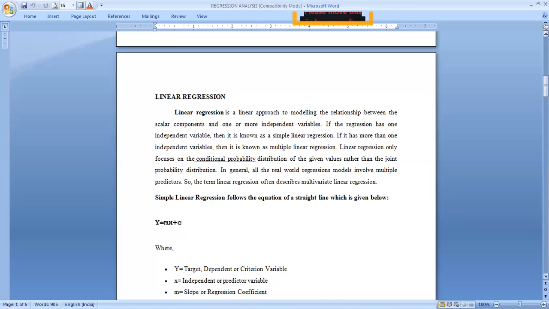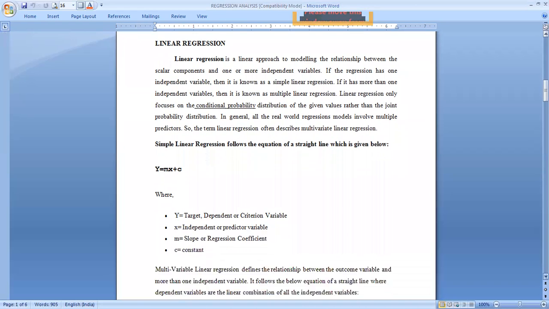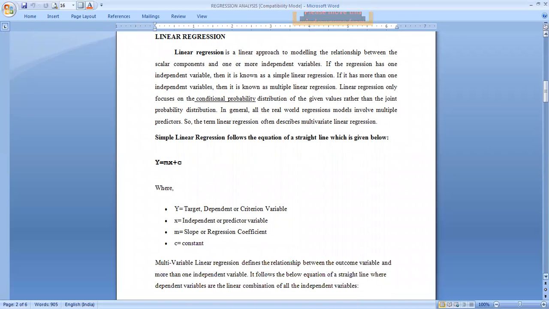Simple linear regression follows the equation of a straight line, which is given below: y equal to mx plus c. So this is the equation of a straight line and simple linear regression follows this equation. In this equation, y is equal to target, that means the dependent or the criterion variable. So y shows the dependent variable and x is the independent or the predictor variable, while m is equal to the slope or the regression coefficient and c is equal to the constant.